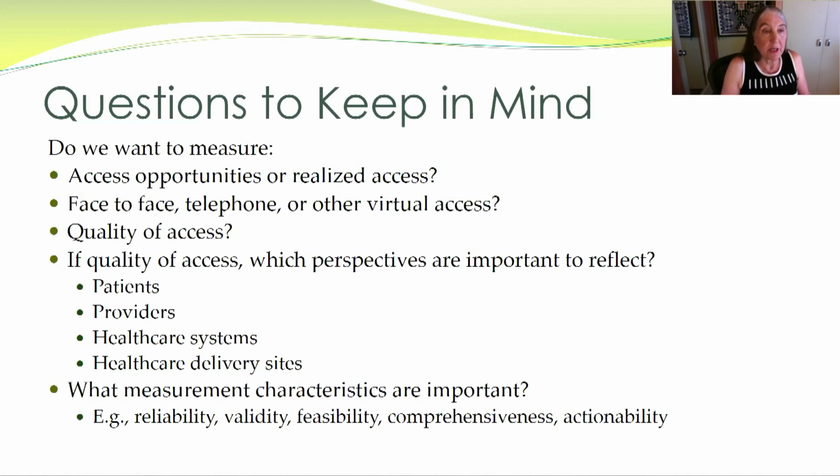So things to keep in mind: do we want to measure access opportunities or realized access? What kinds of modalities? What effects do these things have on our ability to measure well? We pointed out that if you don't measure well, you may be really headed in the wrong direction. Whether to include quality of access, whose perspectives to reflect, and then what are the measurement characteristics that are important? Things like reliability, validity, feasibility, and also comprehensiveness, and whether the findings can be put to useful action.